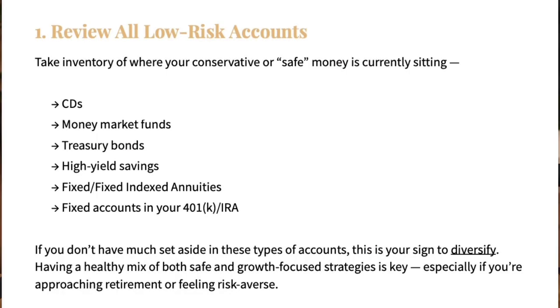Many people don't even know how much of their portfolio is actually conservative, so this is where we find out exactly what's in those conservative buckets. This goes beyond just your checking and savings for emergency funds. This could be a CD or money market account, treasury bonds, or a high yield savings account. Maybe you already own a couple of fixed or fixed index annuities, or maybe you have a portion of your 401k, IRA, or any other retirement accounts allocated towards a fixed interest bucket.